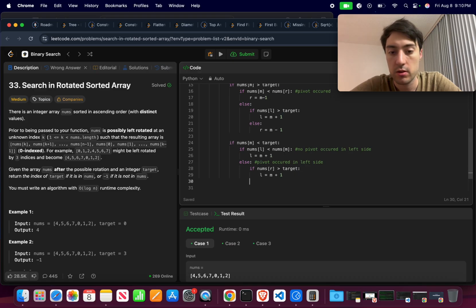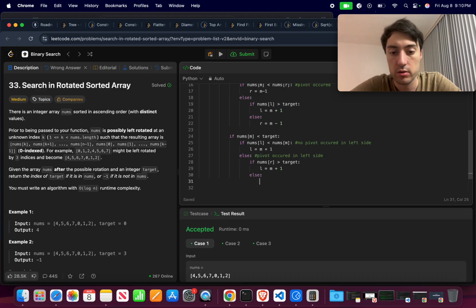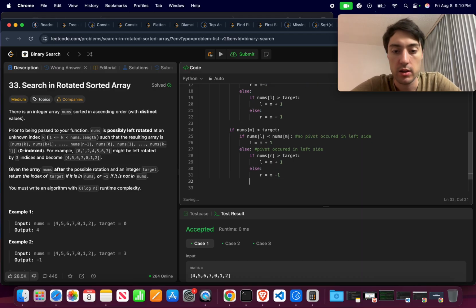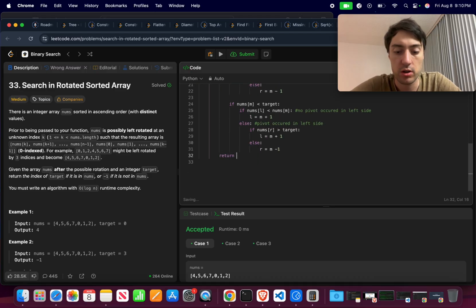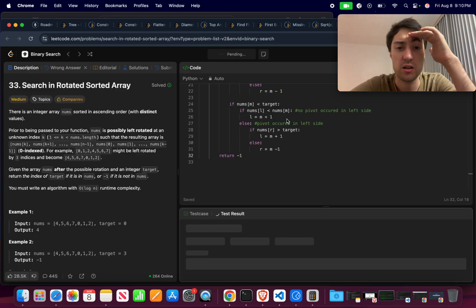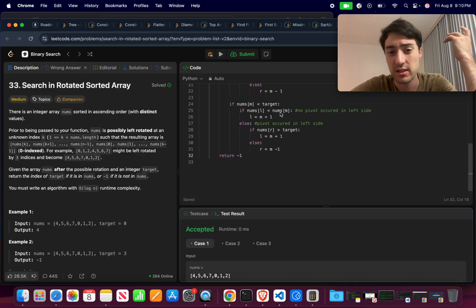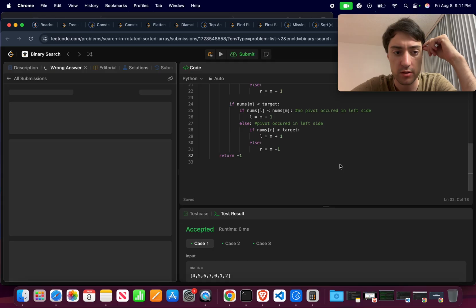Okay. Else, right is going to equal m minus 1. And then if we ever exit this while loop, we can return negative 1. We'll see if this works. Okay, it passed the test cases, but it passed the test cases last time as well. This is the real thing.